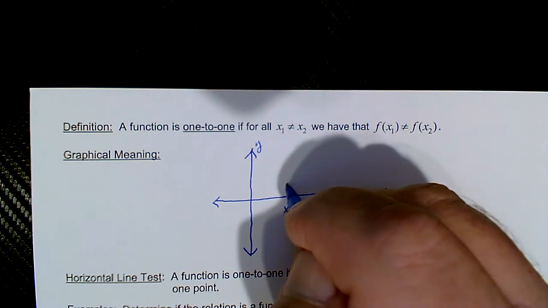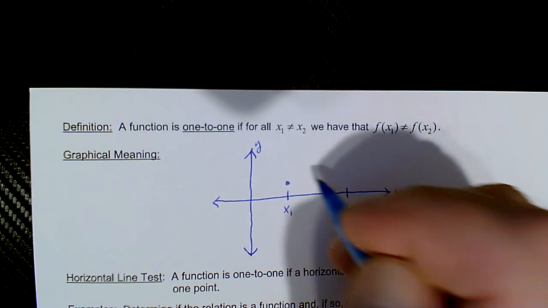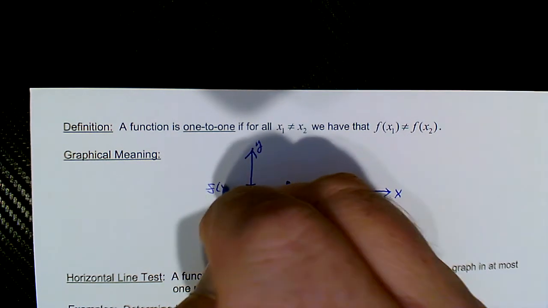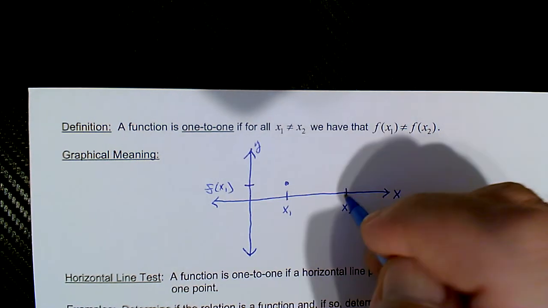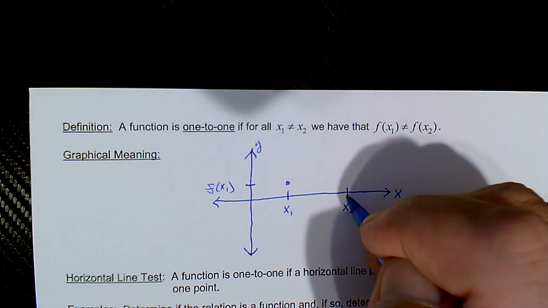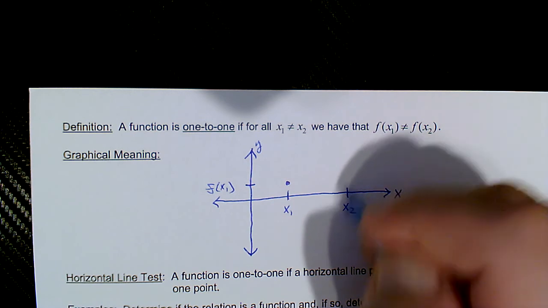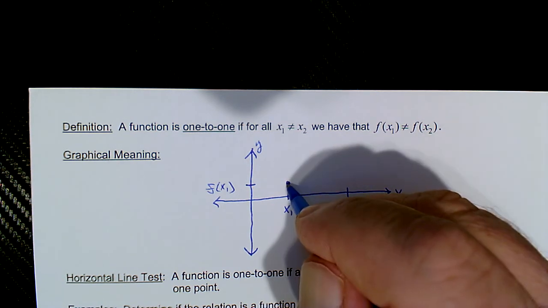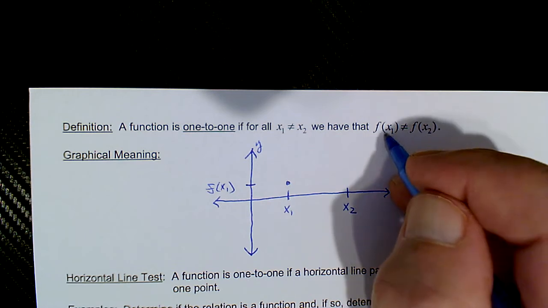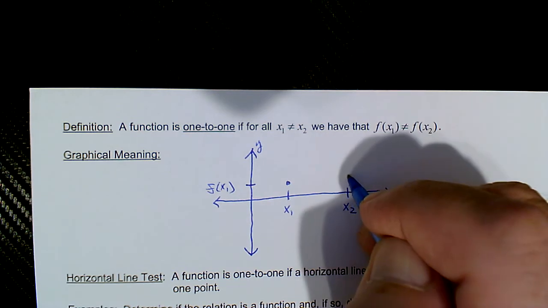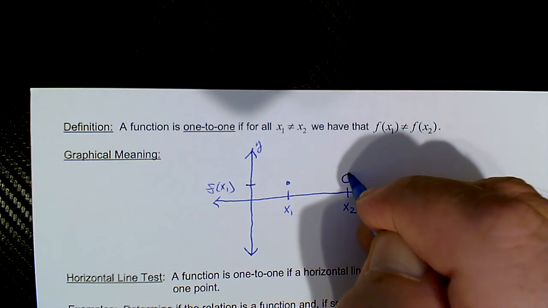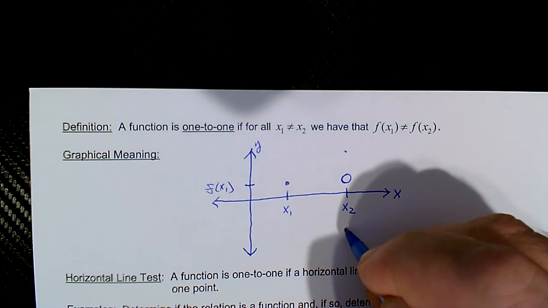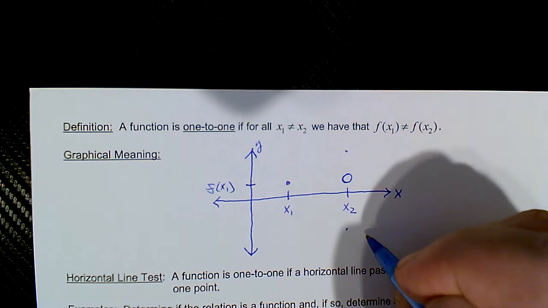So for example, if x1 had produced this image, call it f of x1, then x2 could produce pretty much any image that it wants except that same functional value, because f of x2 has to be different than f of x1. So let's say it can be anywhere, I'm going to use an open circle, anywhere except there. That is, it could be above, it could be below, way above, way below, it doesn't matter.